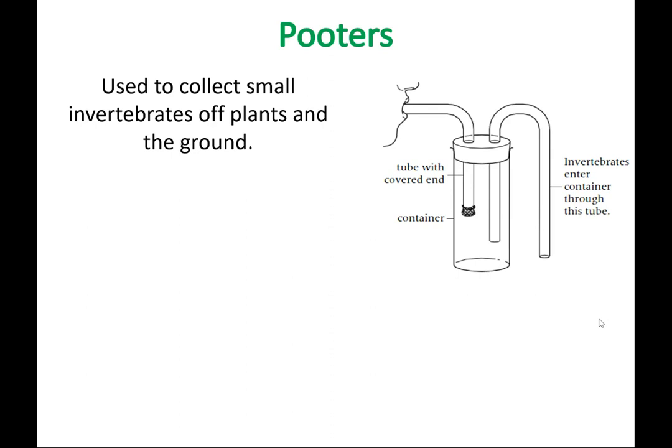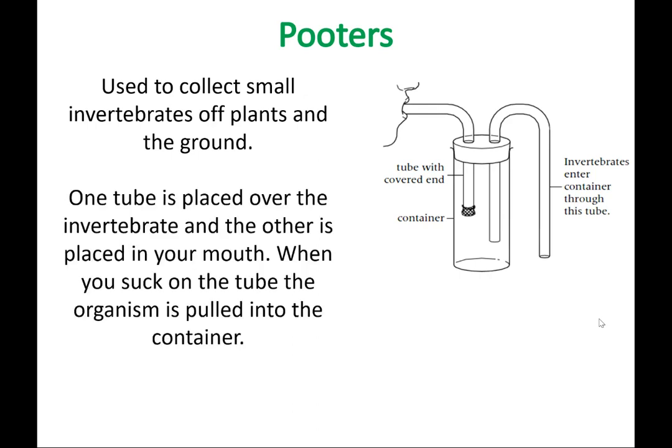So we could collect these off of the plants in the ground. And what we would do is it's got 2 tubes coming into it. So as it says here, we place 1 tube over the invertebrate and the other in your mouth. And then you suck on the tube and pull the organism into the container. And obviously you need to make sure that's the tube with the covered end, because you don't want any of the insects to end up in your mouth.